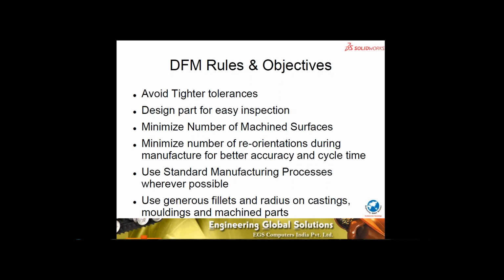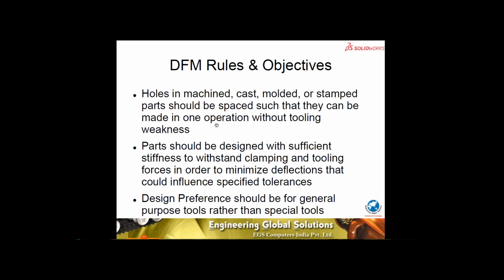Use generous fillets and radii on castings, moldings and machined parts in order to help the design for performance, in addition to the design for flowability in terms of castings and moldings. Now, as we proceed further on the DFM rules and objectives, holes in machined parts, castings, molded parts or stamped parts should be spaced such that they can be made in one operation without tooling weaknesses. These are some of the objectives and the rules that we need to follow as guidelines, a checklist before we sign off on a drawing.